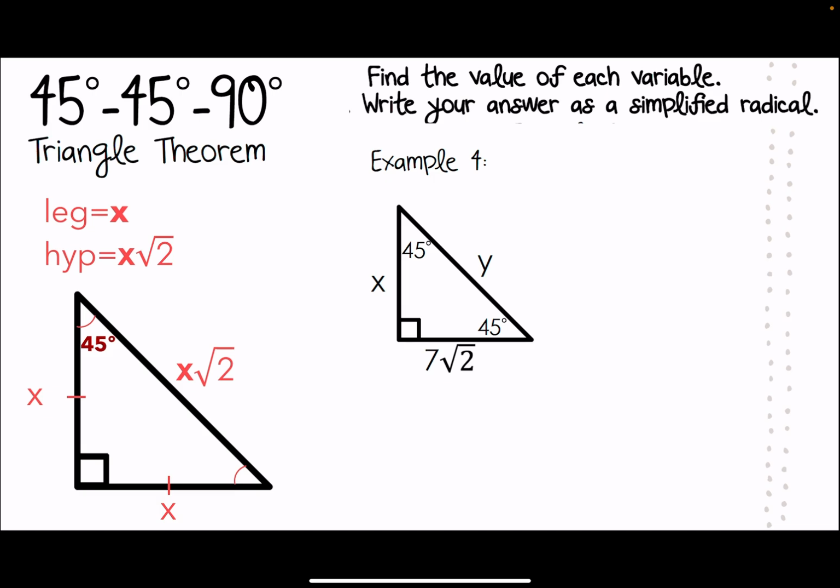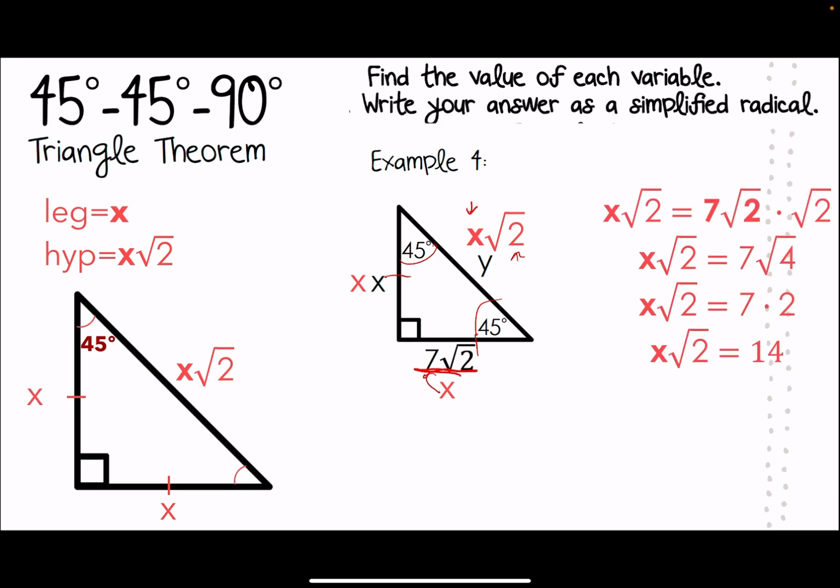All right, so same thing. We know it's a 45, 45, 90. These two are congruent. That means these two are congruent, and we label it out. X square root of 2. We know that our x is 7 square roots of 2. So in order to find our hypotenuse, we're going to take the 7 square roots of 2 and multiply it by the square root of 2 here.